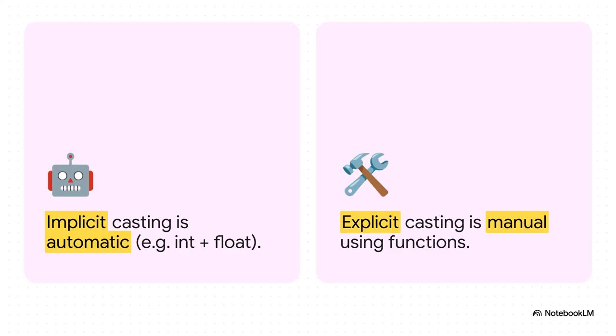There are two ways this happens. First is implicit typecasting. This is completely automatic. If you add an integer and a float together, Python is smart enough to just automatically convert the results into a float so you don't lose any data. But sometimes Python doesn't automatically know what you want to do. That's when we use explicit typecasting. This is where you take the wheel, manually using specific functions to force the conversion.